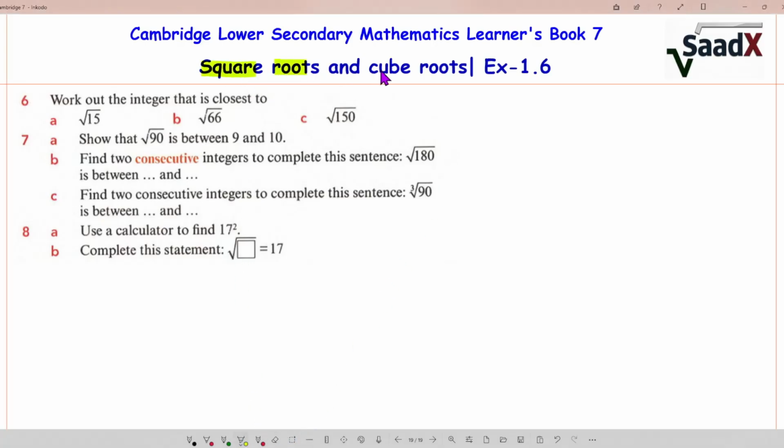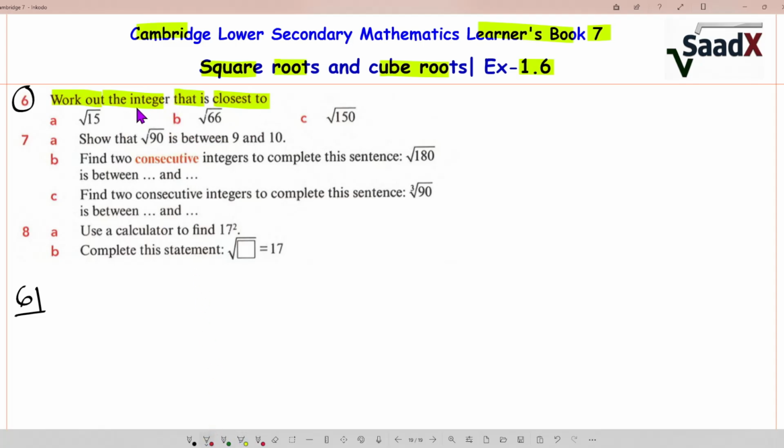Square roots and cube roots of exercise 1.6, Cambridge Learner's Book 7. Today we will start our video from number 6. Let's start. Number 6. Work out the integer that is closest to root 15, root 66, root 150.